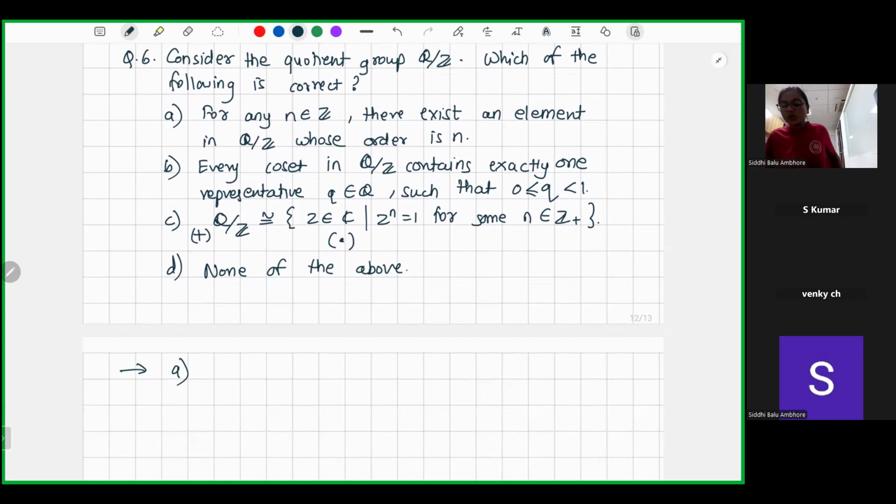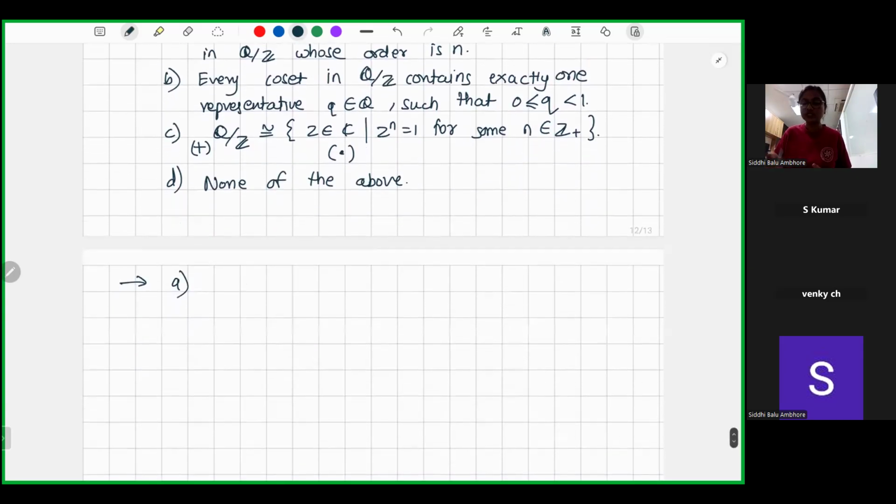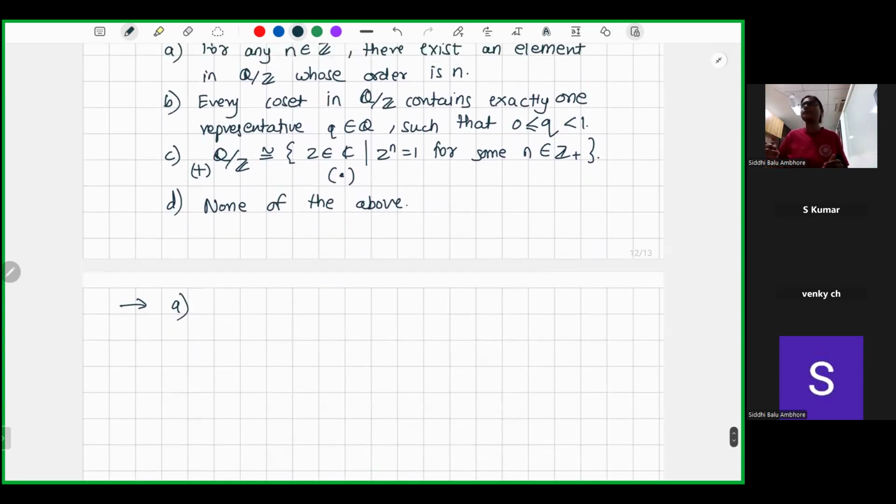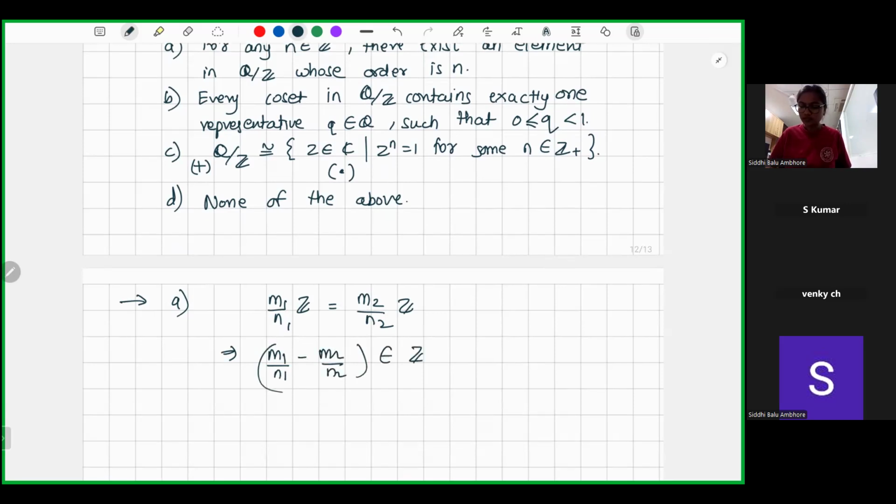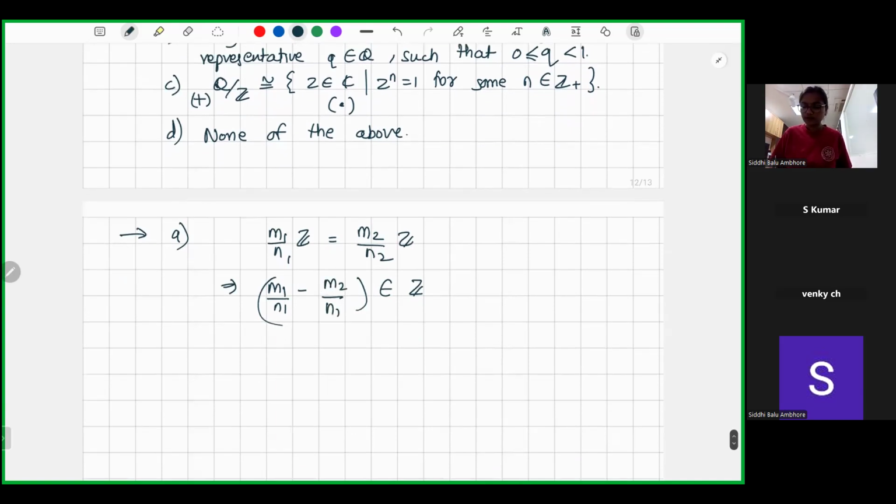Can you give me such an element whose order is n, for any given n in Z, in Q quotiented by Z? And when I say Q quotiented by Z, note that m1 by n1 Z equals m2 by n2 Z implies m1 by n1 minus m2 by n2 belongs to Z. That's how it is defined, I hope you understand what I mean here.